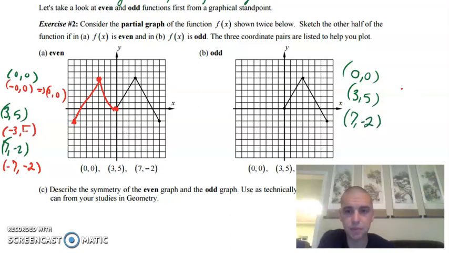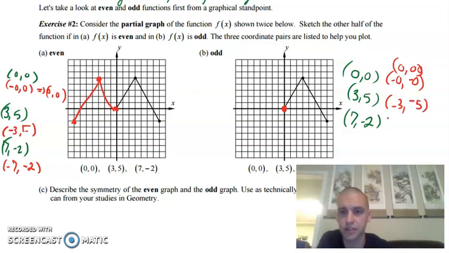Remember that in odd, we plug in negative x, and we get back the opposite sign. So we get negative 0, so that's still 0, 0. So we'll put a dot at 0, 0. We plug in negative x, negative 3. We get back the opposite sign for the y value, negative 5. Plug in negative x, you get back the opposite sign for the y value, positive 2. So 1, 2, 3, down 5. And 7, positive 2.